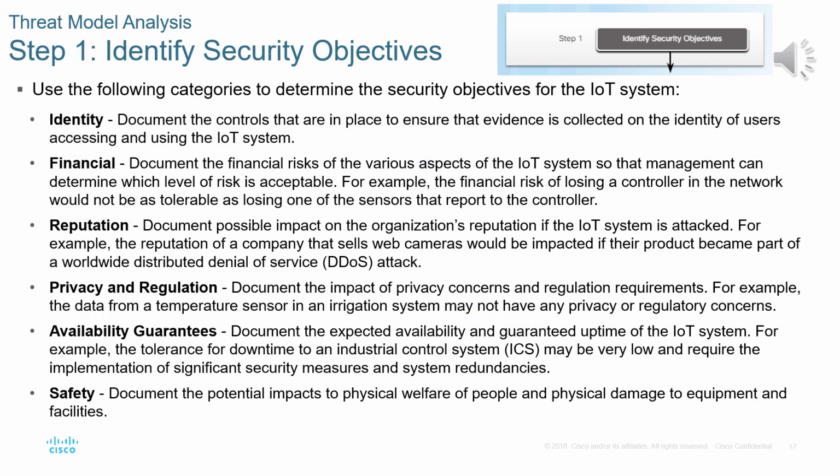Step 1. Identify security objectives. The following categories determine the security objectives for the IoT system: identity, financial, reputation, privacy and regulation, availability guarantees, and safety.